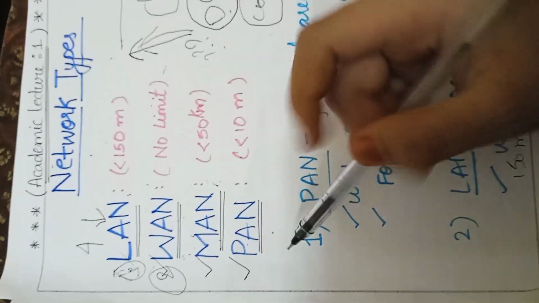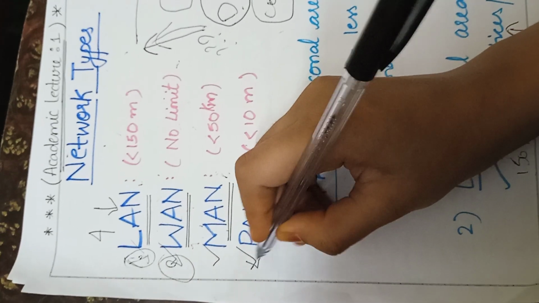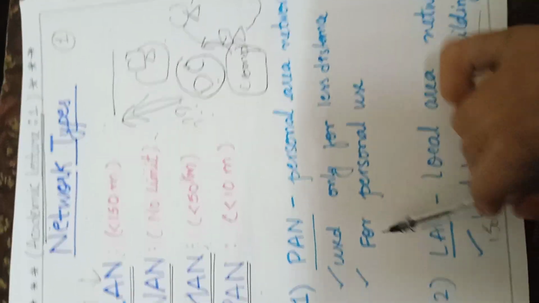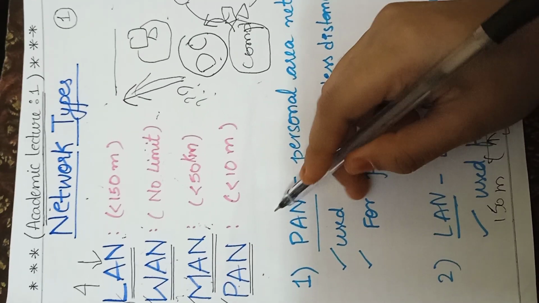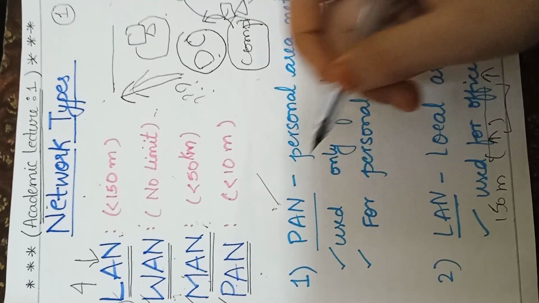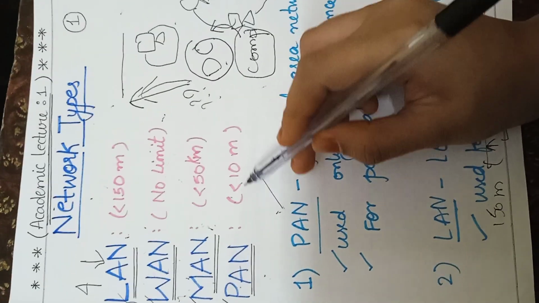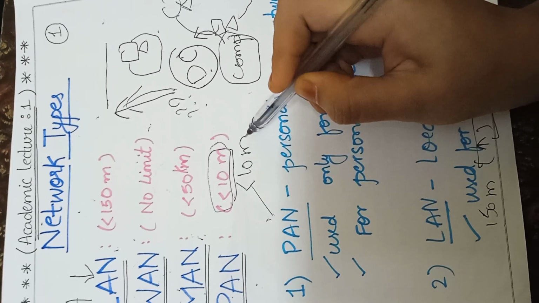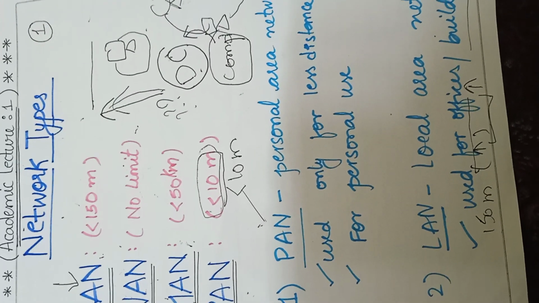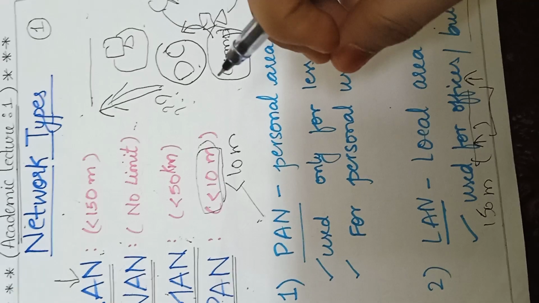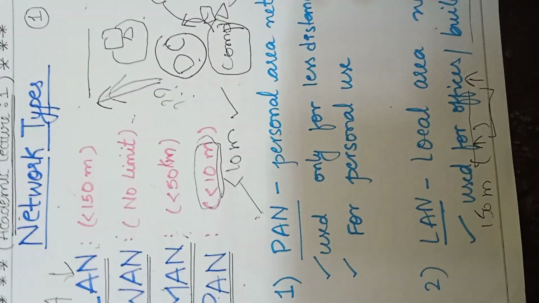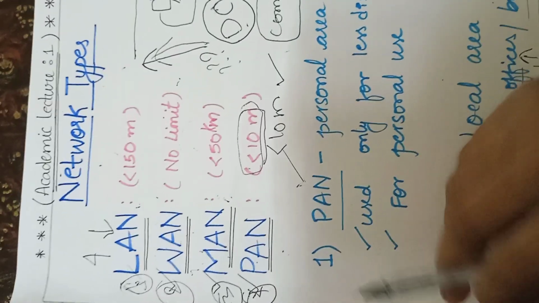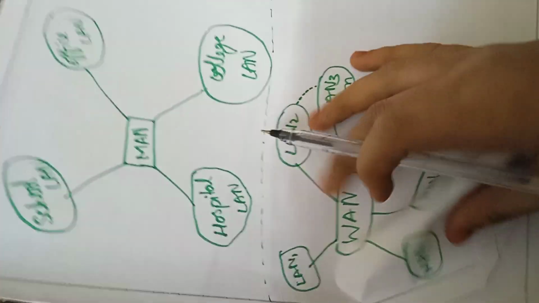Let's talk about PAN. What does PAN mean? PAN means personal area network. The name itself defines that it's only used for personal purposes, where the distance range is less than 10 meters, meaning you can connect only those types of devices within a short range. I will explain further with some diagrams.